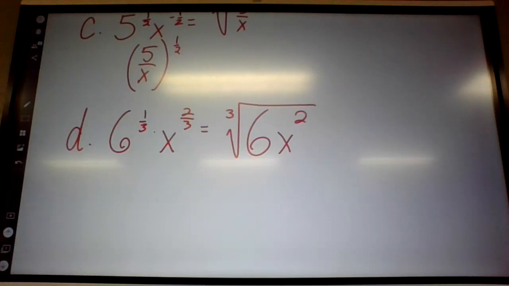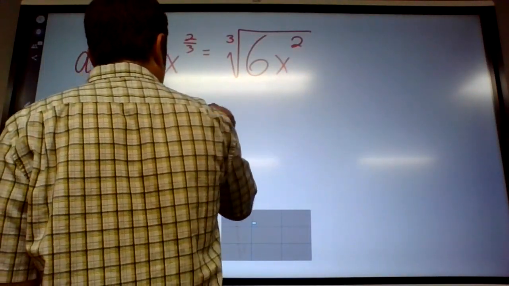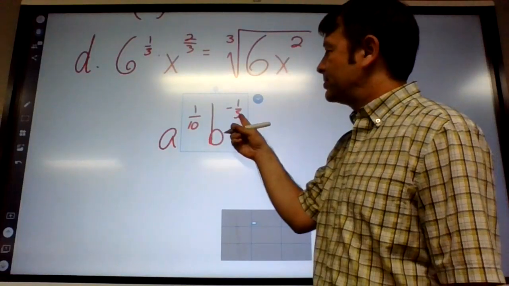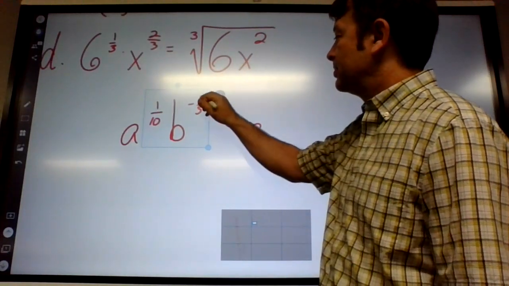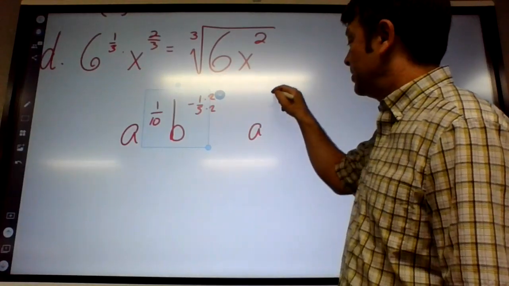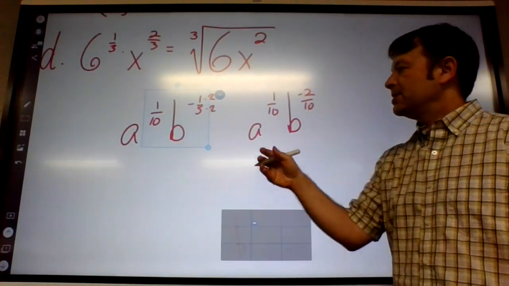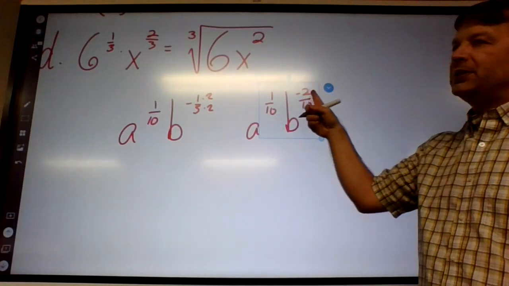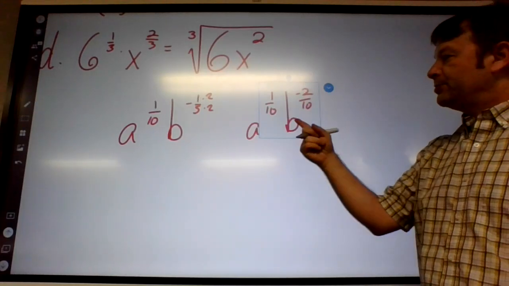D is the only one of its kind. Okay, D is a to the 1/10, b to the negative 1/5. What's the problem? Different denominators. So how do I make this the same denominator? Times 2. Change it to a common fraction. So this will be negative 2/10. So the root is 10. What does the negative exponent do? B squared will be on the bottom.